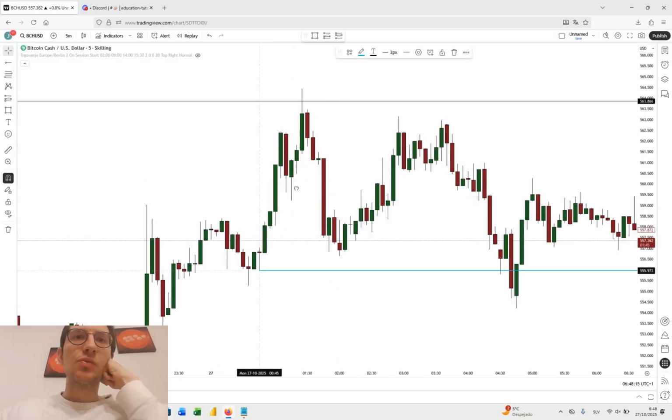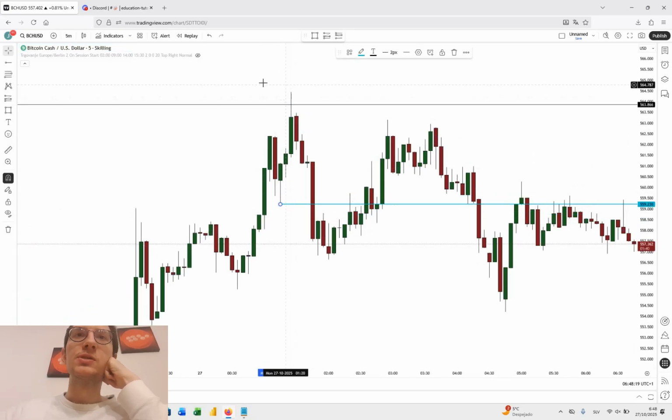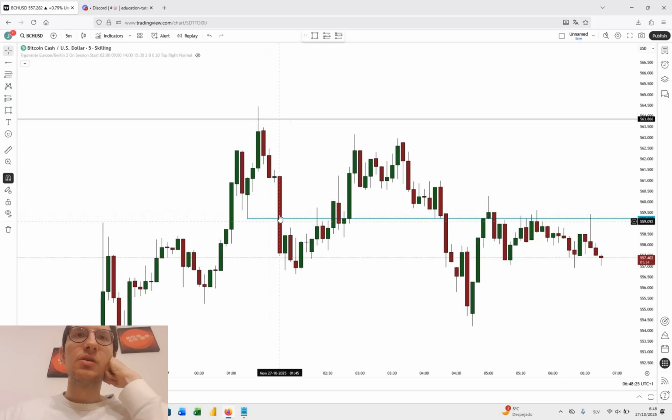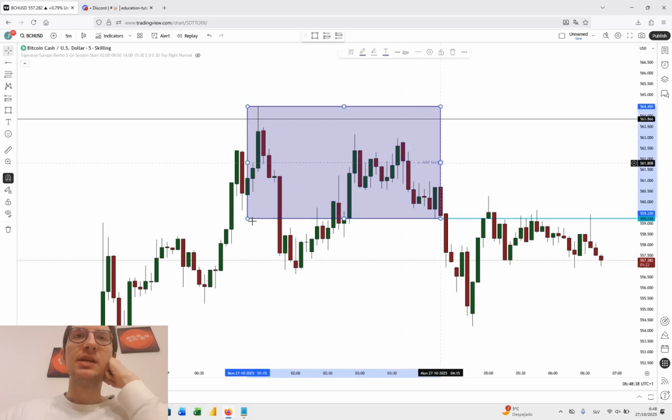This is a liquidity sweep. I am now waiting for break of structure to the downside. So we swept liquidity, now break of structure. Good, we have break of structure here, so I'm gonna mark an order block like this, and now we are waiting for the price to hit the order block. It hit it right now here.